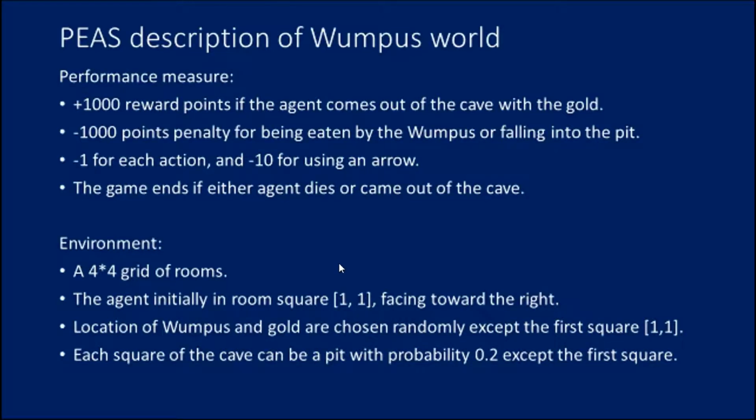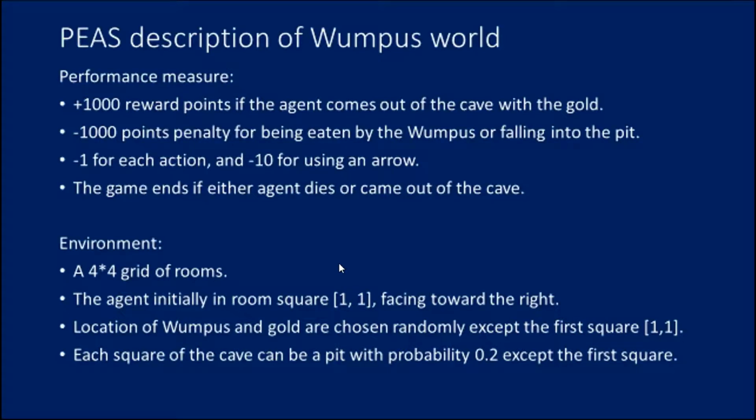So the performance measure: plus 1000 reward points if the agent comes out of the cave with the gold, minus 1000 penalty for being eaten by the Wumpus or falling into a pit, minus 1 for each action, and minus 10 for using an arrow. The game ends if the agent dies or comes out of the cave.